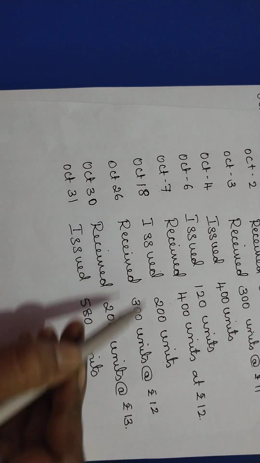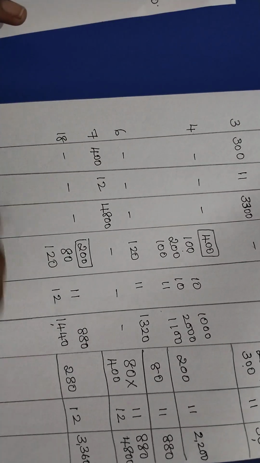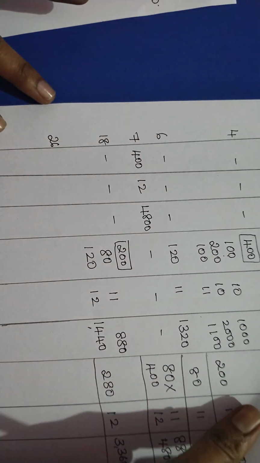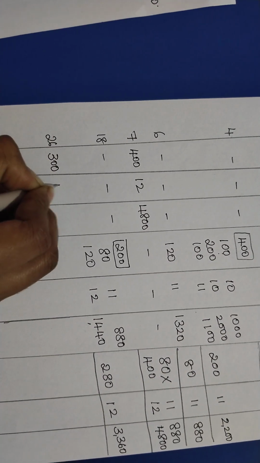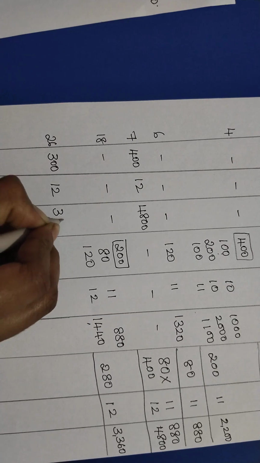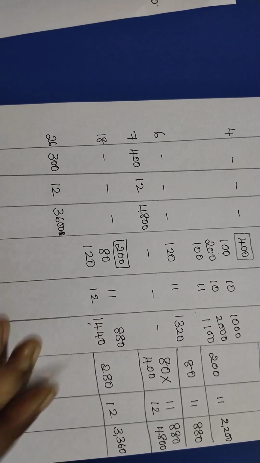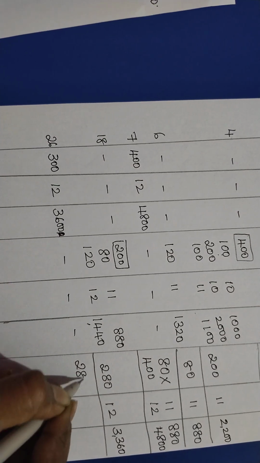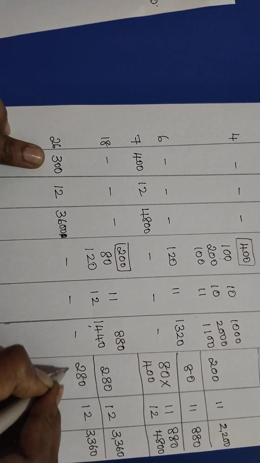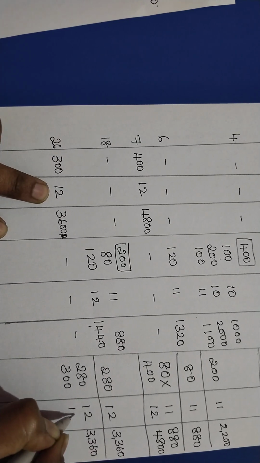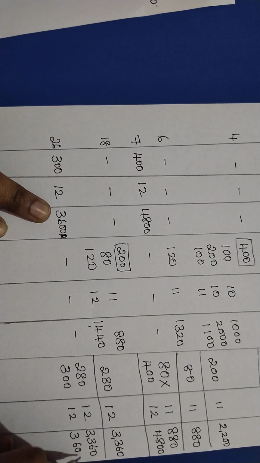The next transaction is on 26th. We have a receipt of 300 units on 26th. On 26th, you have a receipt of how many units? 300 units at 12. 300 into 12, 3600. Now the previous balance you are recording: 280, 12, 3360. The current one you are copying: 300 into 12, 3600.